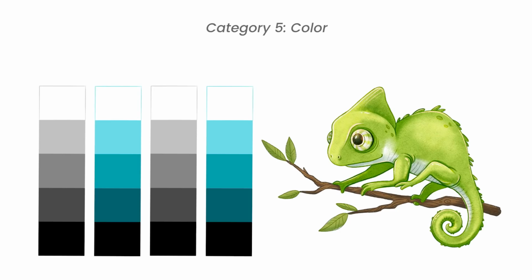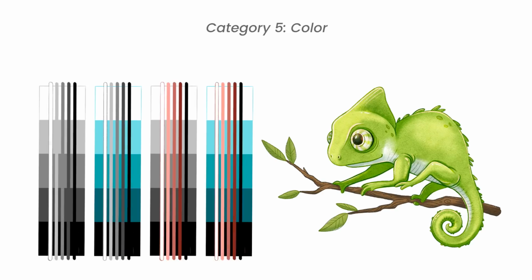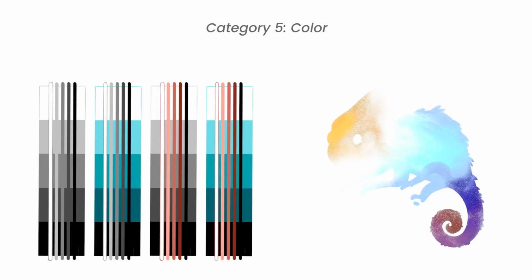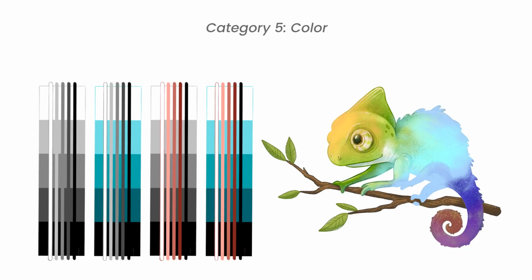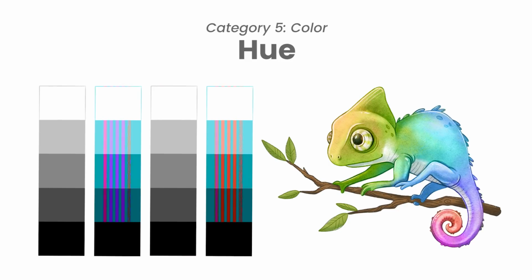And the last category we're going to look at is the color category, which is much more straightforward than the previous one, so that's great. The blending modes in this category can be used to change the colors of the base layer. So to illustrate that, we're going to use a rainbow blend layer on our chameleon. So first up is hue. Now, hue, as you can see, is going to change the hue of the base, but the brightness and saturation are going to remain the same.